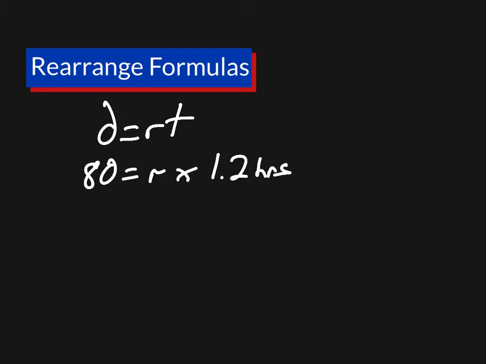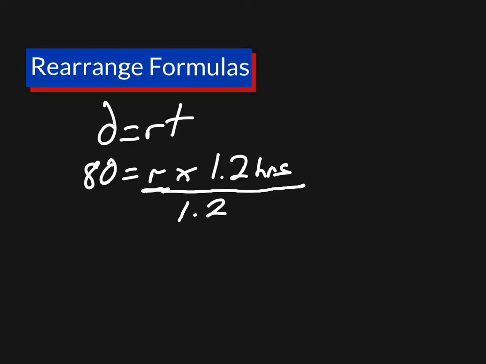Well, we can rearrange this formula to find the rate. So how do we do that? Well, what we need to do is isolate this unknown value, which means get it on one side of the equals sign by itself. So to do that, we need to get rid of the times 1.2 hours, and since this is multiplied, what we're going to do is divide by 1.2 hours.